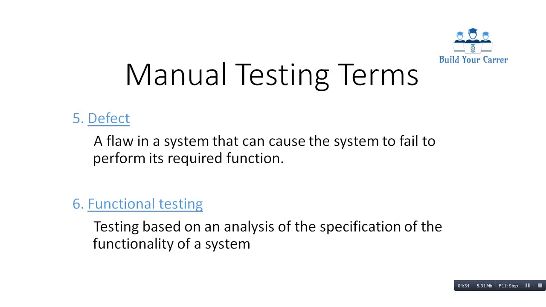Next is the defect. A flaw in the system that causes the system to fail to perform its required functionality. As you know, as we were going with the mobile example, if we click on any of the apps and the app crashes, what is that? That is a defect. And it is very important for a tester to find as many defects as he can.